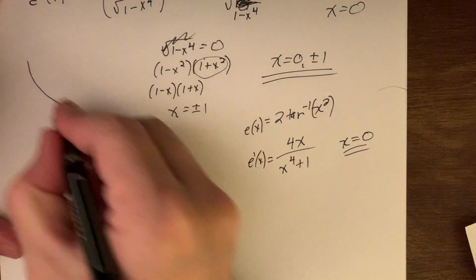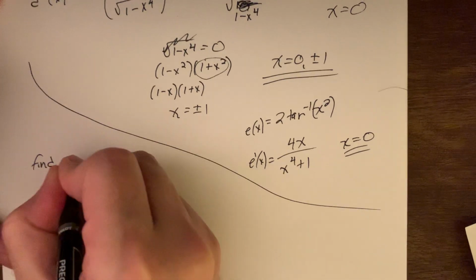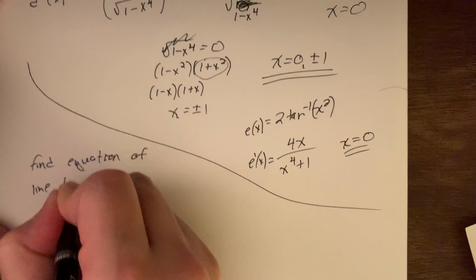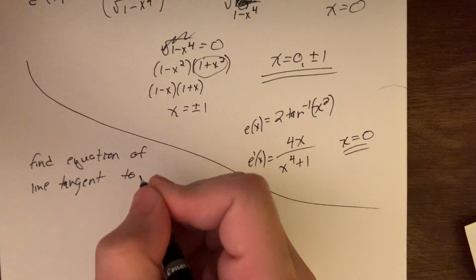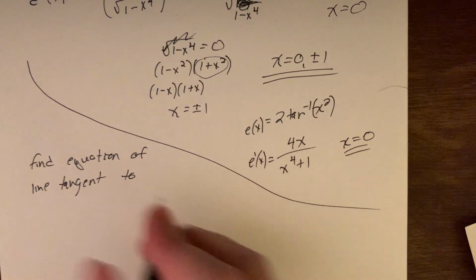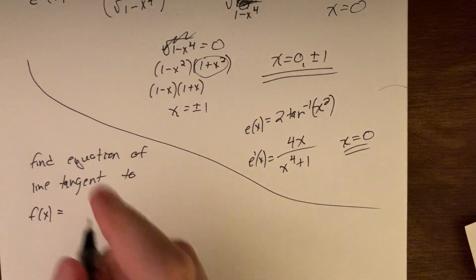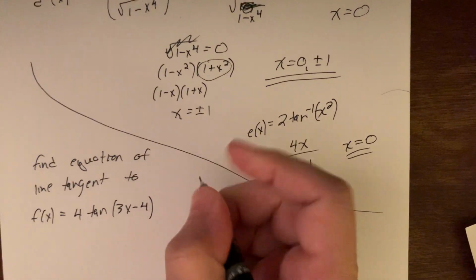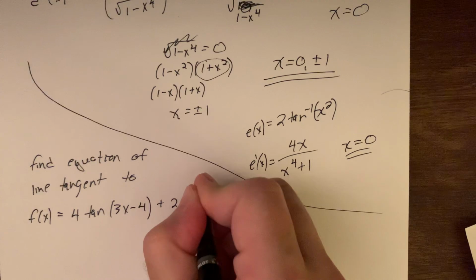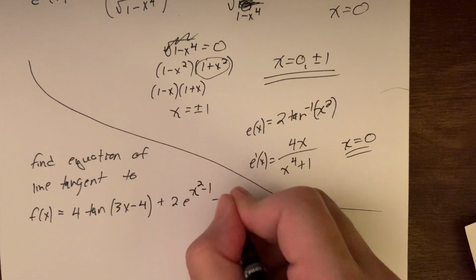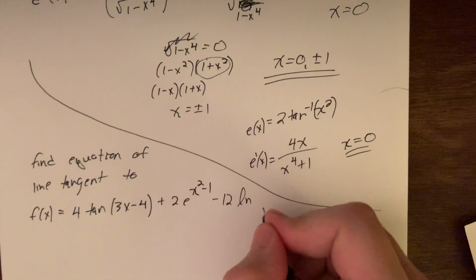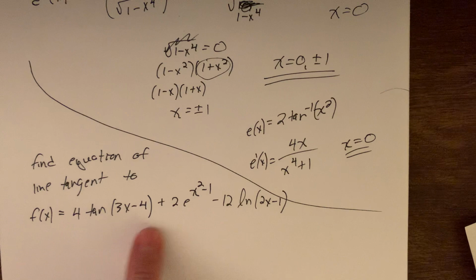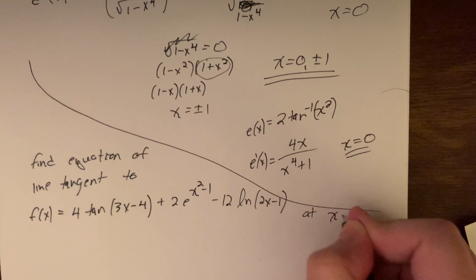Okay. And now we'll find the equation of the line tangent to the function. What are we up to? That was e, so this will be f of x. We'll look at 4 inverse tan 3x minus 4 plus 2 e to the x squared minus 1 minus 12 log 2x minus 1. Find the equation of the tangent line to this curve at x equals 1.